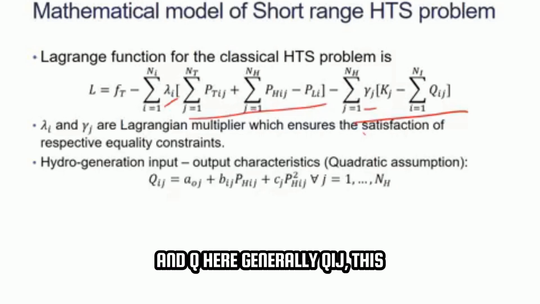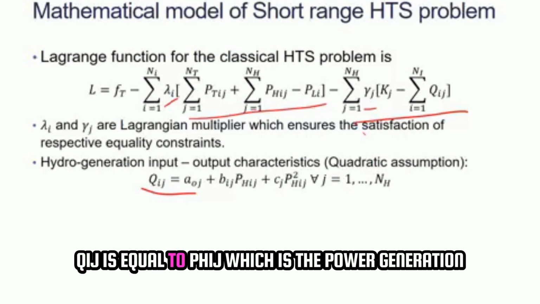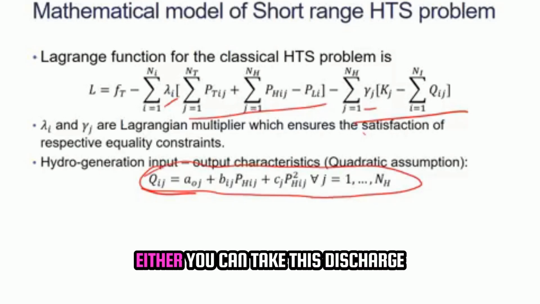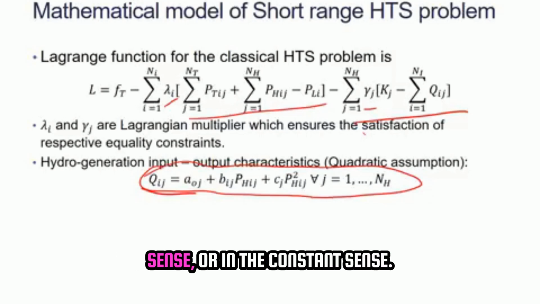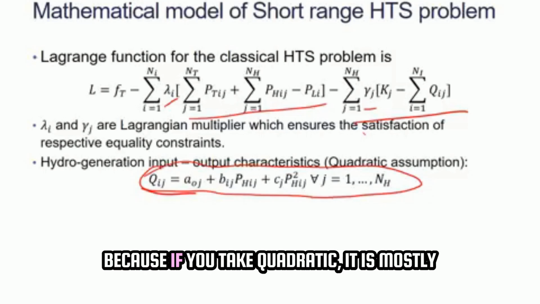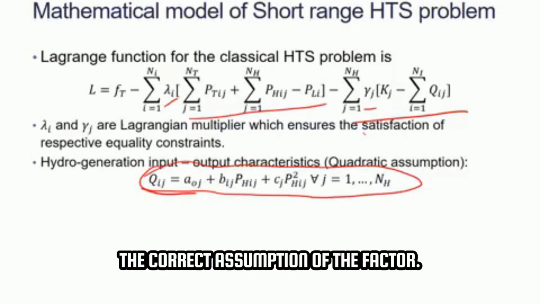And Q here, generally Qij, I missed this in the previous slide. Qij is a function of PHij, the power generation by the hydropower plant, in a quadratic sense. There can be various factors: either you can take this discharge in the quadratic sense, or in the linear sense, or in the constant sense. Different hydropower plant owners take different assumptions, but generally it is taken as quadratic, because that is mostly the correct assumption of the factor.